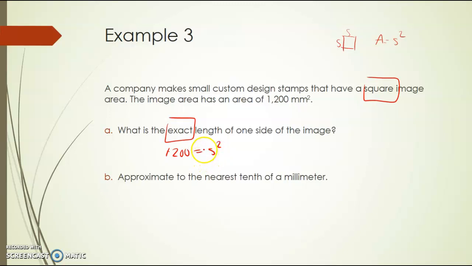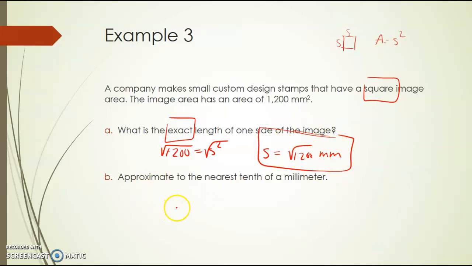So to get the side by itself, we're going to do square root, which we have already done in chapter 1. If I do the square root of 1,200, I end up with a decimal. And so my exact would be that side equals the square root of 1,200. And that's going to be millimeters, because we should use units. That's going to be my answer for the exact.